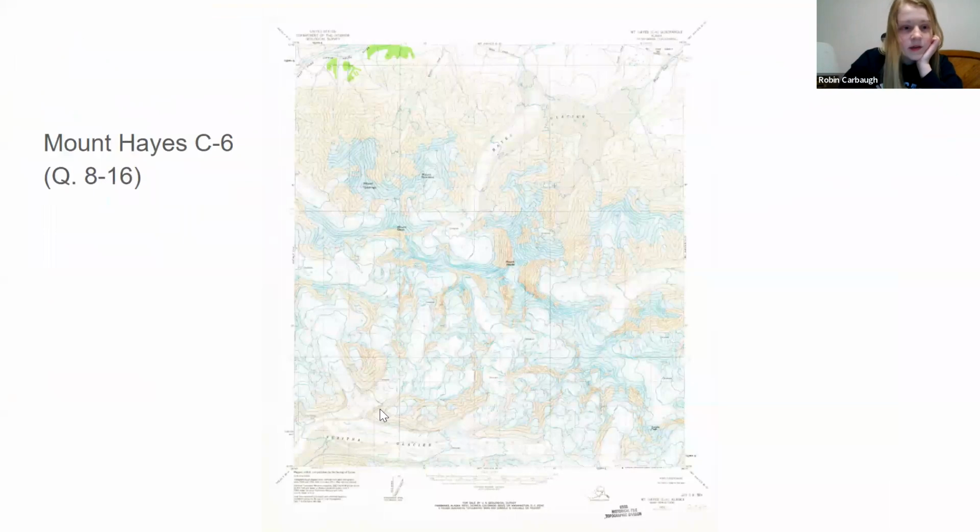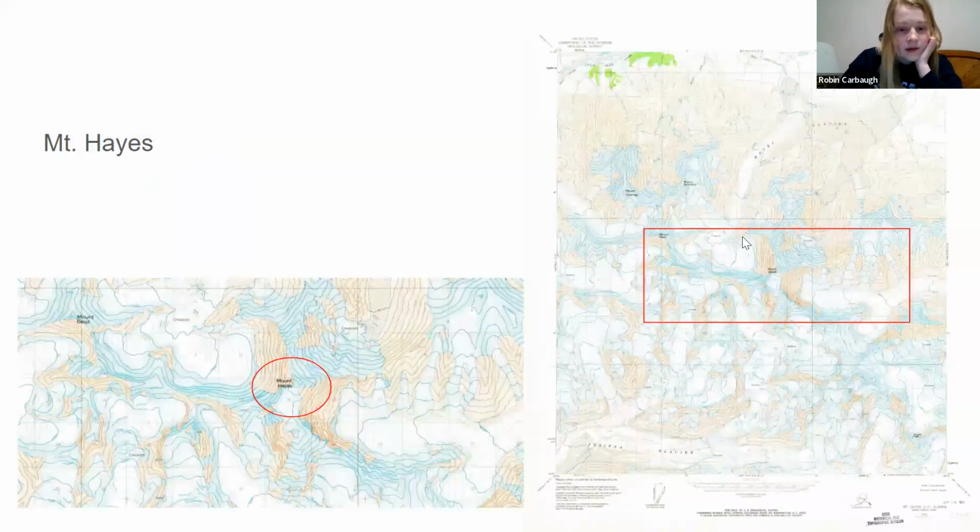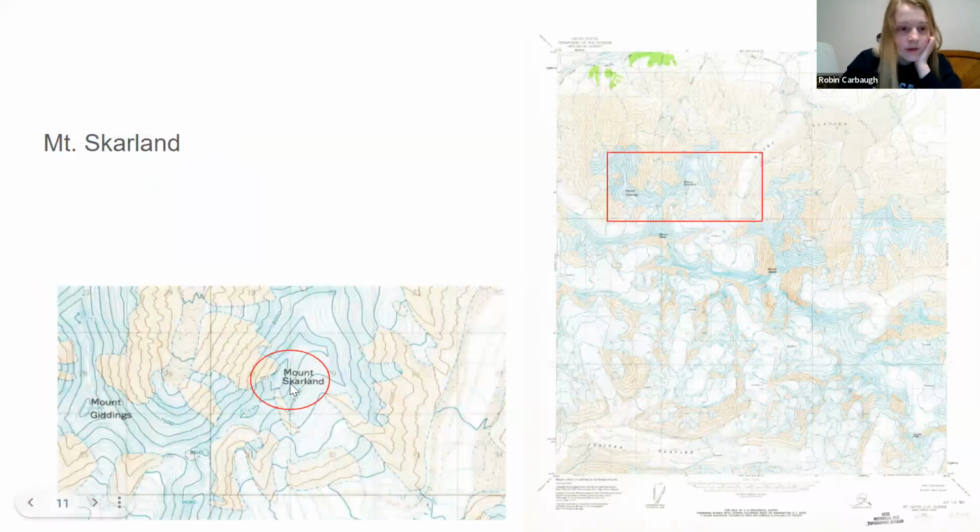Okay. Yep, so this is the C6 line, which can be used for questions 8 through 16. And I showed it quickly on the Canvas page, but it asks where Mount Hayes is. It's pretty much right in the middle there, and we can get the contour height from that. And then we also want Mount Scarland, which is kind of the upper left here. Same thing, we can get the elevation right off of that from the contours.